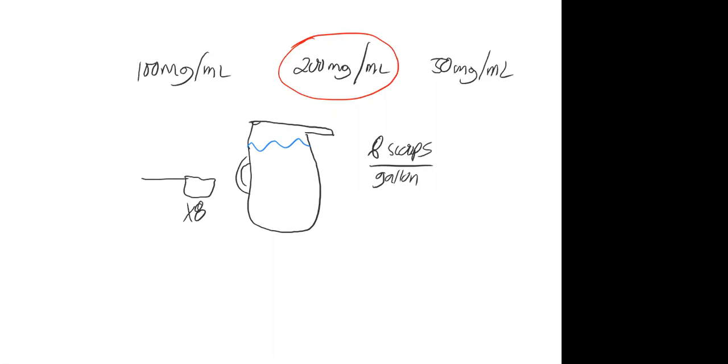Now, let's say somebody decides instead to put 6 scoops of lemonade mix into the same gallon of water. Is that going to be more lemony or less lemony? Less lemony. Yeah, it's going to be less lemony. Now, let's say somebody puts in 10 scoops of the lemonade. Now you're going to get an even stronger lemonade flavor. So that's why, when you choose the number that has the greatest amount per milliliter, that is going to be the greatest concentration or the strongest concentration.